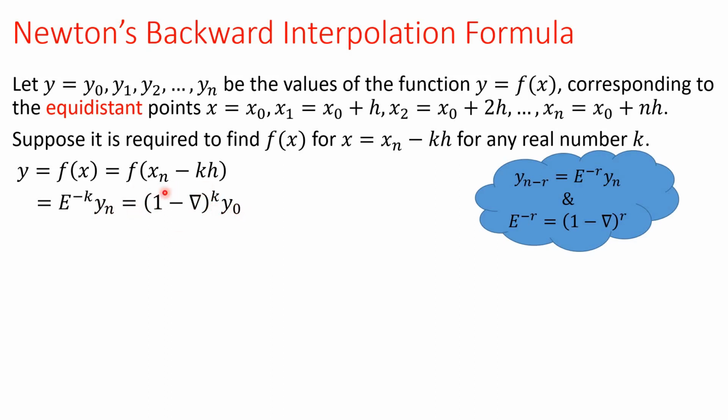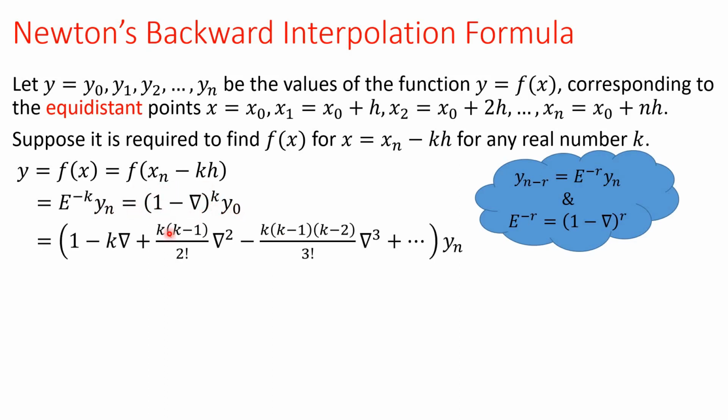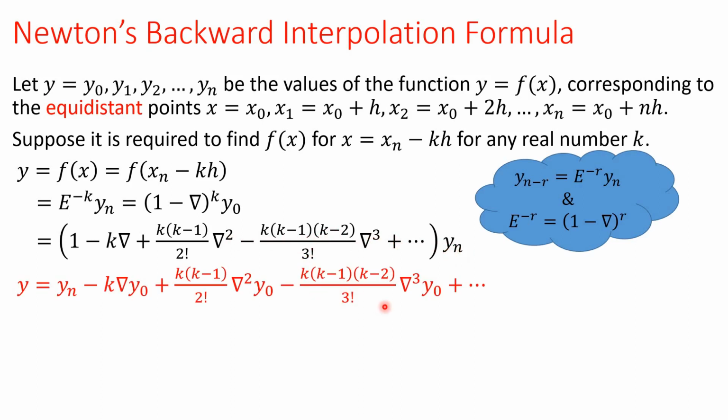Now open this bracket by using binomial expansion. So we get this with alternate plus minus signs: 1 minus k del plus k into (k minus 1) upon 2 factorial del square minus k into (k minus 1)(k minus 2) upon 3 factorial del cube plus and so on, operating on yn. This is Newton's backward interpolation formula. Now let us solve one example.